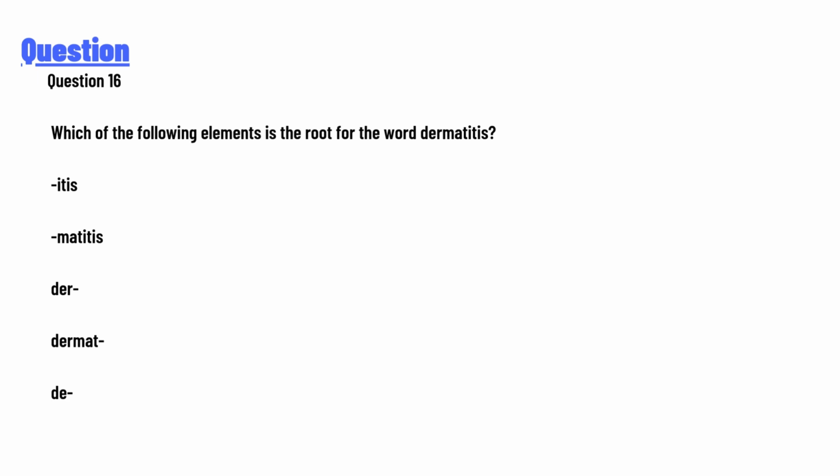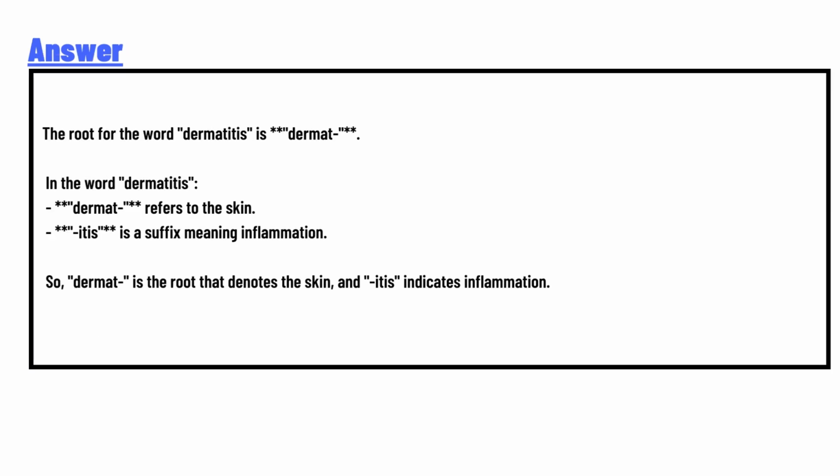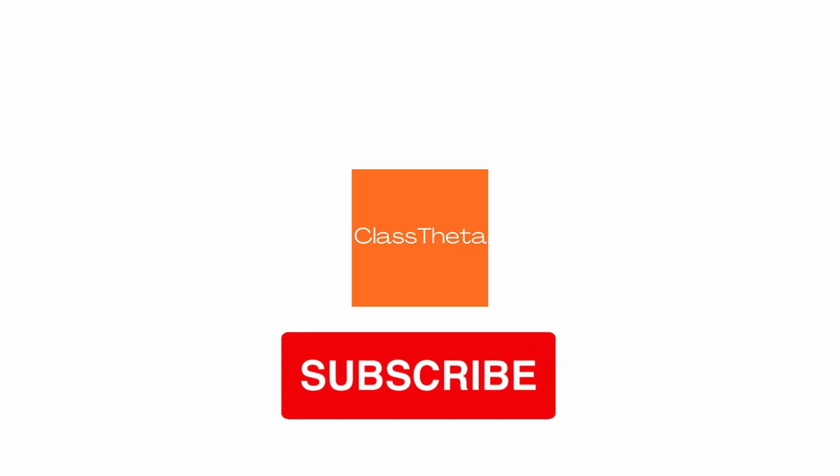The answer to the question is: the root for the word dermatitis is dermat. In the word dermatitis, dermat refers to the skin. The suffix -itis means inflammation. So dermat is a root that denotes the skin and -itis indicates inflammation. This is the correct answer to the question.